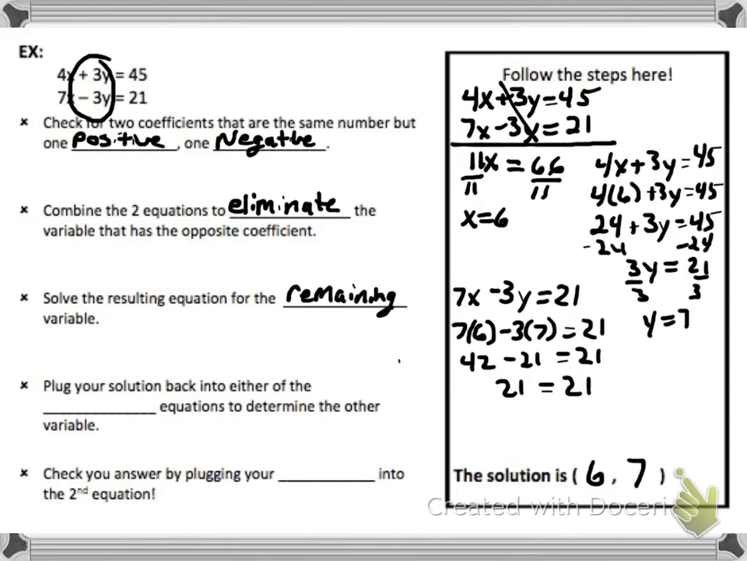To finish out the notes here on this side, plug your solution back into either of the original equations, and then check your answer by plugging your solution into the second equation. Alright, let's try one last one here.